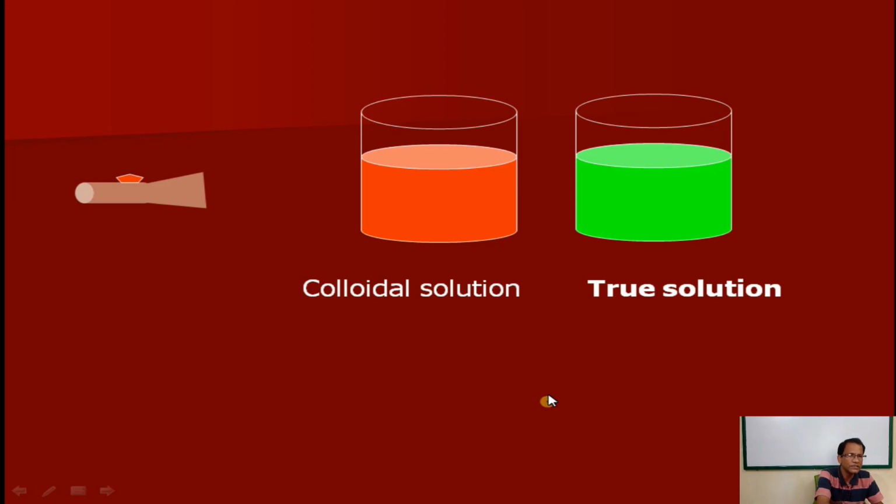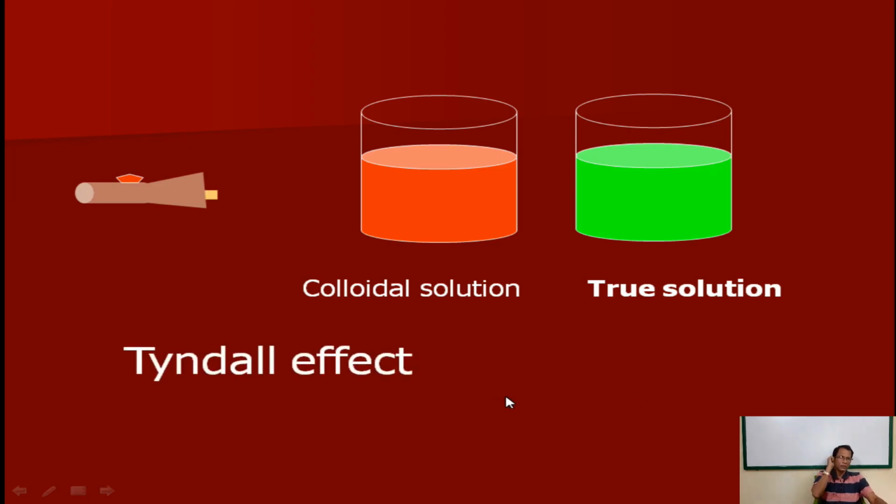Again, I am repeating this. Here you see the colloidal solution showing a change in the path of the light. The color of the path of light is changing, it becomes blue, but in the second solution, the true solution, there is no change in the color of the light, it remains the same. That's why a colloidal solution shows the Tyndall effect, that is scattering of light by the colloidal particles, but a true solution does not show it. It is only due to the difference in size.